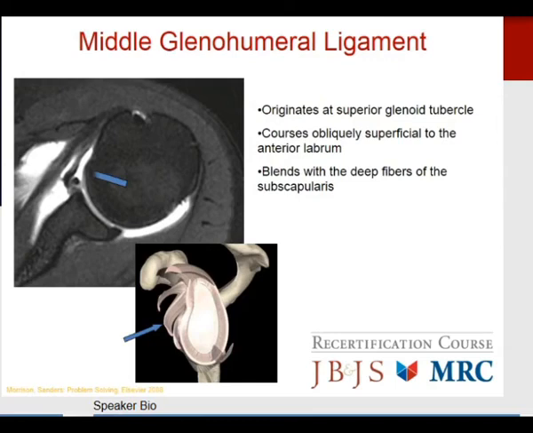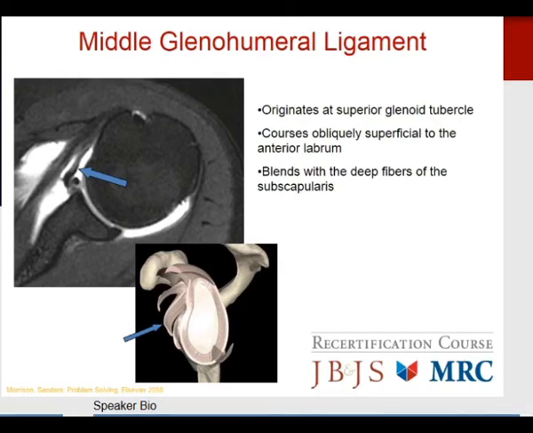Now, the middle glenohumeral ligament is a structure that shows up occasionally on this examination. You need to know the normal anatomic appearance of this and not mistake it for some other pathology. The middle glenohumeral ligament arises along the anterior superior glenoid margin. It courses obliquely along the anterior aspect of the glenohumeral joint and represents a thickening of the capsule.